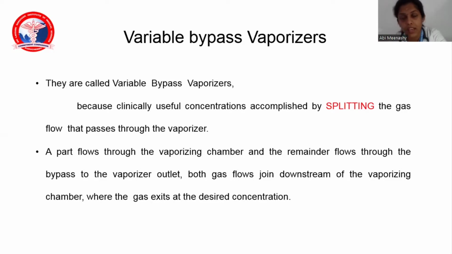And now the fresh gas flow in the bypass chamber and the fresh gas flow in the vaporizing chamber, they combine and they are being delivered to the patient. So it's the same. The part flows through the vaporizing chamber and the remainder flows through the bypass chamber to the vaporizer outlet. Both these gas will join downstream to the vaporizing chamber and the gas exits will be in the desired concentration. So you set the concentration that will decide the splitting ratio, that will decide how much fresh gas flow will go inside the vaporizing chamber and how much fresh gas flow will go inside the bypass chamber.